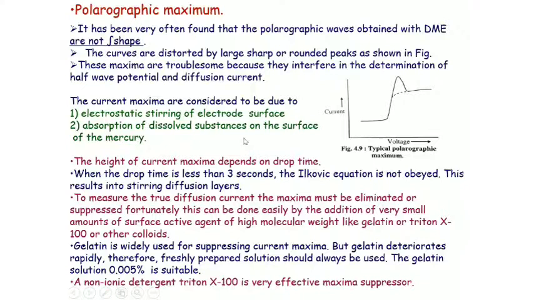The height of current maxima depends upon the drop time of the mercury drop. Polarographic measurements are accurate only when the drop time is between 3 to 6 seconds. If the drop time is less than 3 seconds, the Ilkovic equation is not obeyed, and due to that, stirring diffusion layers are observed. To measure the true diffusion current, the maxima must be eliminated or suppressed, and this can be done easily by the addition of a small amount of surface active agent.